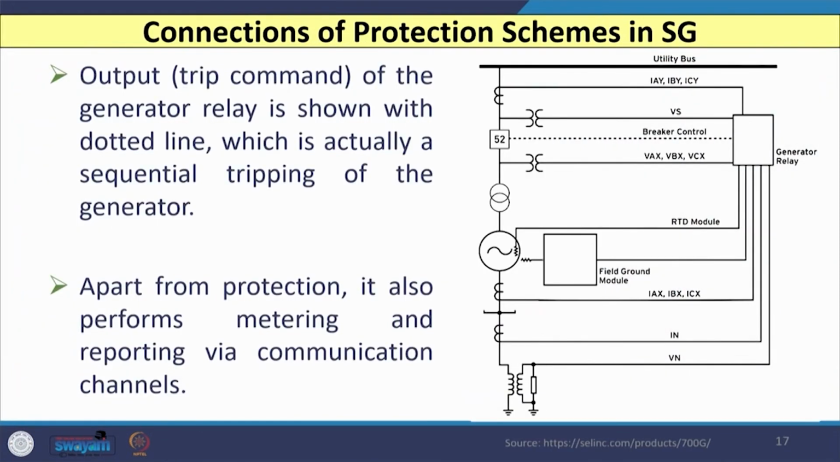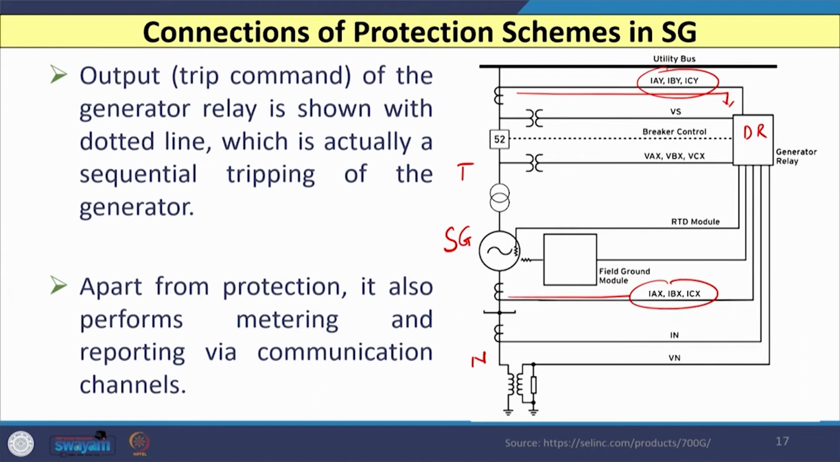Now, using all these schemes, if I summarize, let us see what different types of connections we need to give in the synchronous generator. Here you can see this is my synchronous generator, this is the neutral side of the synchronous generator, and this is the terminal side, and this is my digital relay for generator protection. You can see the CT secondary currents from the terminal side, IAY, IBY and ICY, are given. Again the three currents from the terminal side CT secondary are also given to the relay.